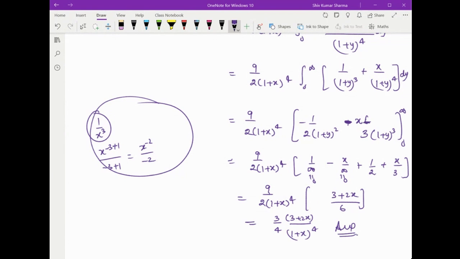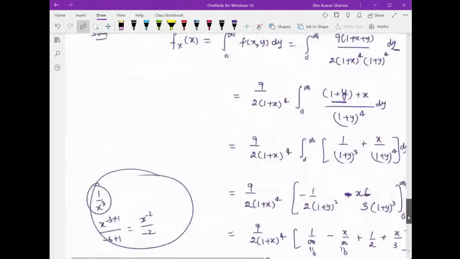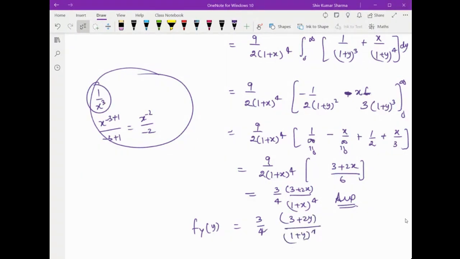Similarly, we see that there is no need to solve this problem for y. Why? We see that the function has symmetry, x to the power 1, y to the power 1, (1 plus x) raised to the power 4, (1 plus y) raised to the power 4. So on the basis of symmetry, you can write the answer directly. So that means the marginal distribution of y is equal to 3 by 4, and in place of x we just replace it with y. So this is the answer.